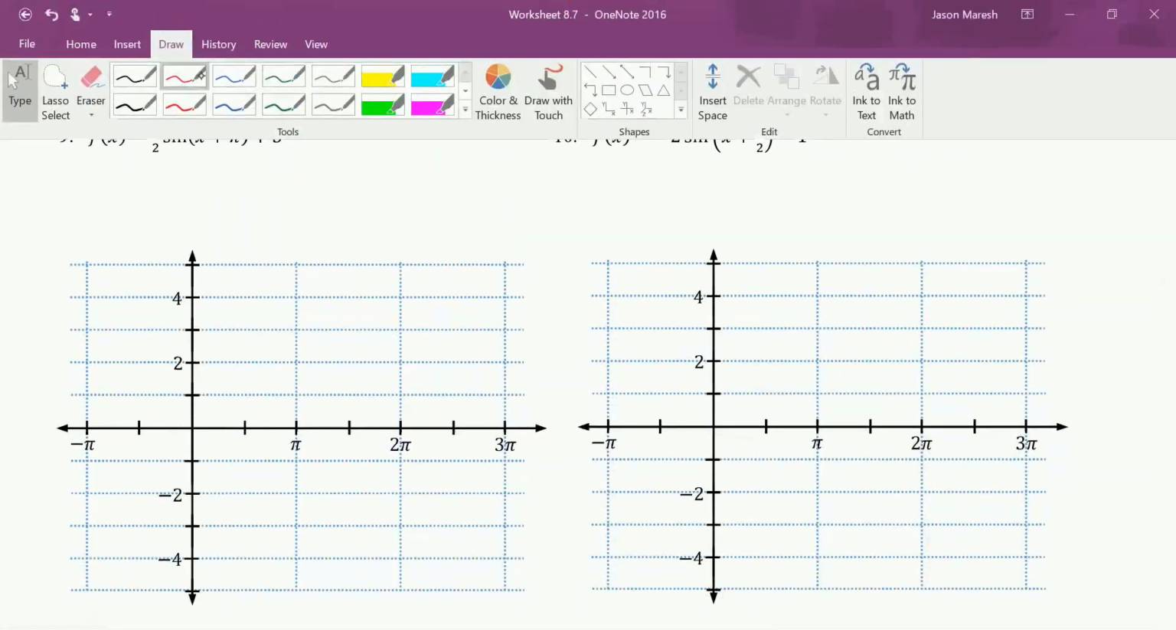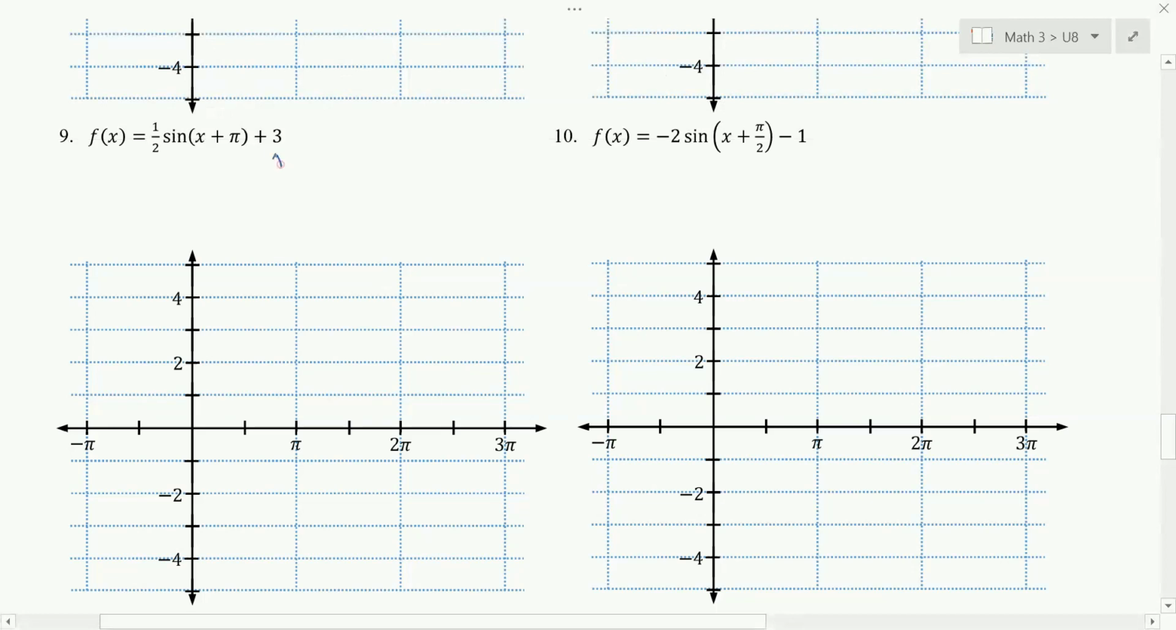Number 9. We're going to move up 3, so that our equilibrium is at a height of 3. And move left pi. So our first point is above negative pi on the equilibrium. And then our amplitude is 1/2. So I'm going to go above the equilibrium a distance of 1/2, which puts me at 3.5.